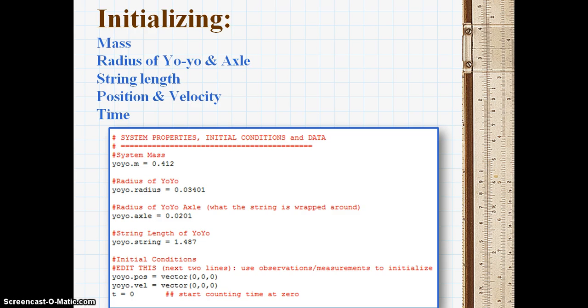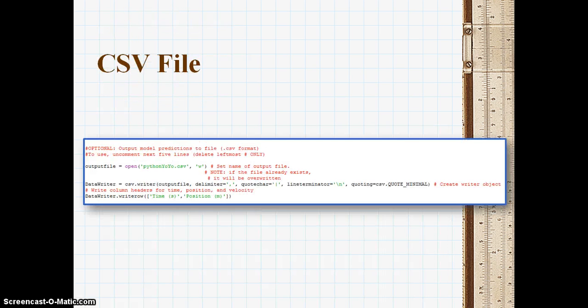These included the mass of the yo-yo, the yo-yo's radius, the yo-yo's initial position and velocity. This code was inputted into the file to create a new CSV file. In this CSV file, the position versus time data calculated from the model was written. This data was used later to compare the position versus time of the experimental motion and the model's motion.